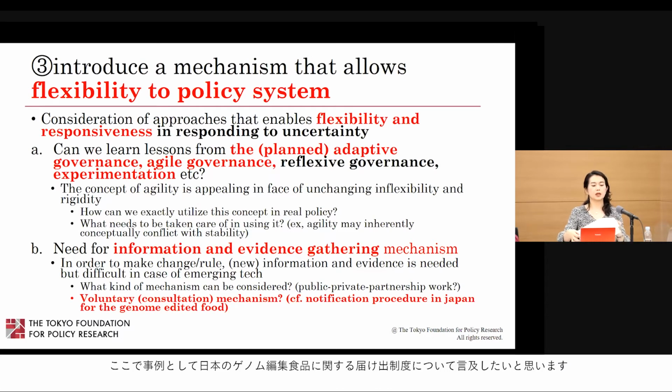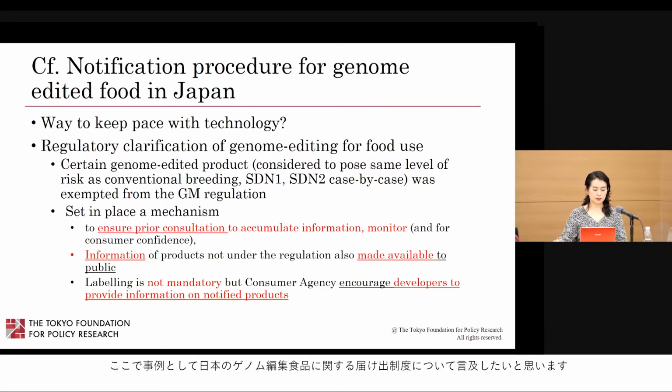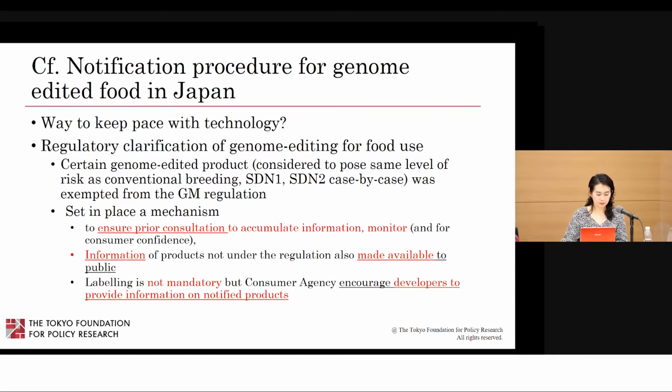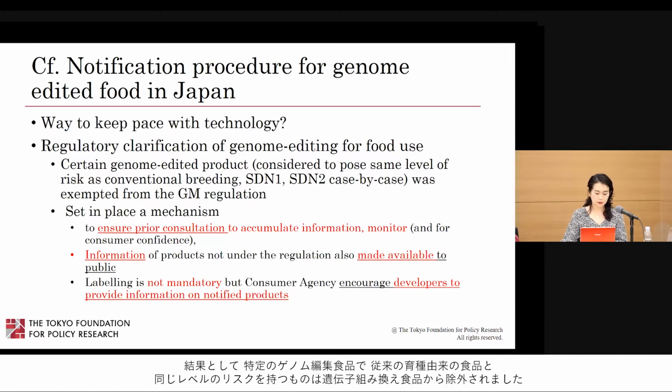And here, I'd like to mention a bit about the example of the notification procedure for genome-edited food in Japan, as it could be said to be a way to keep pace with technology. Japan clarified the regulatory status of genome-edited food for food use in 2019. As a result, certain genome-edited products, which were considered to pose the same level of risk, were exempted from the genetically modified regulation.